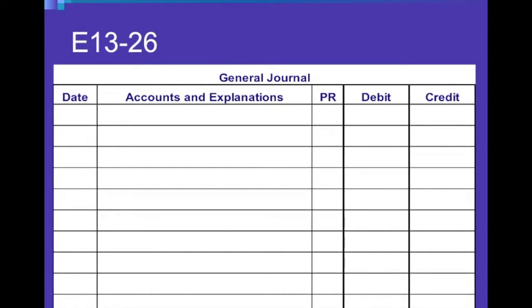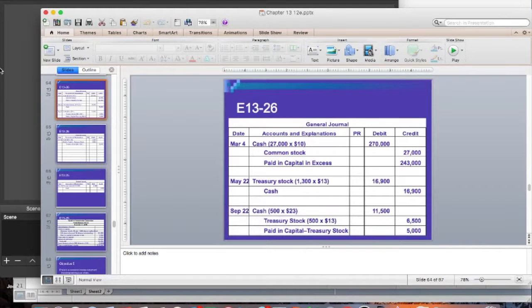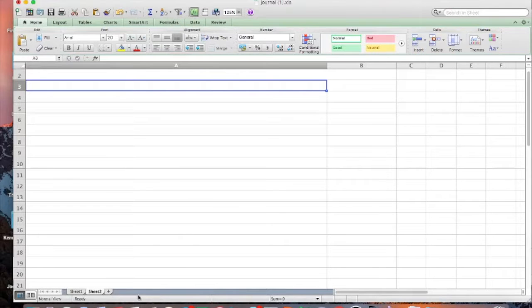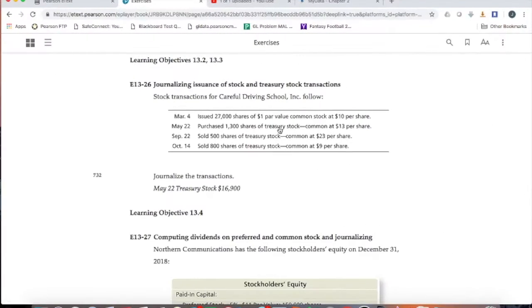All right, let's look at exercise 13-26 real quick. All right, so exercise 13-26, sorry, let me tag out of here real quick. Probably just saw the answers. That's quite all right. All right, so exercise 13-26, I have it right here.